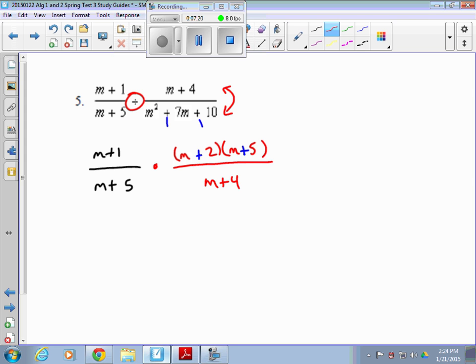From there, we'll cancel out everything that's exactly the same. M plus 5 is exactly the same over m plus 5. So what we have is m plus 1 times m plus 2 over m plus 4.